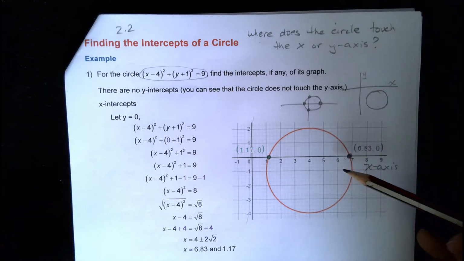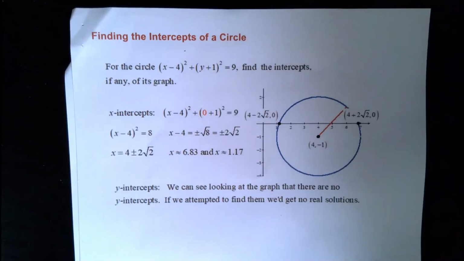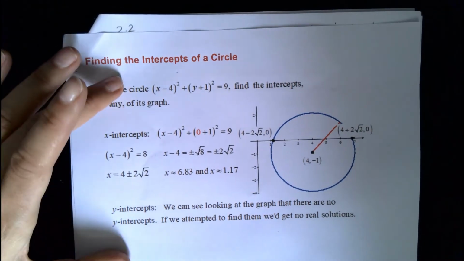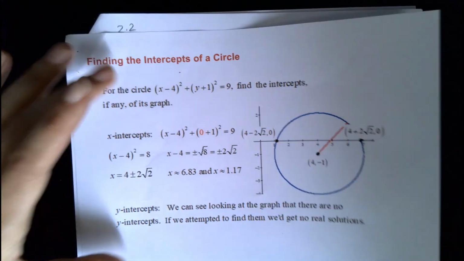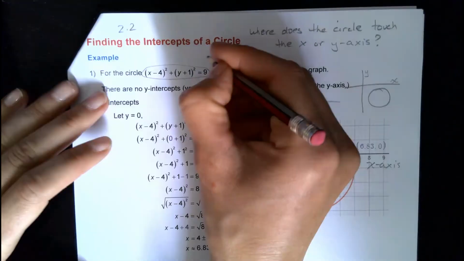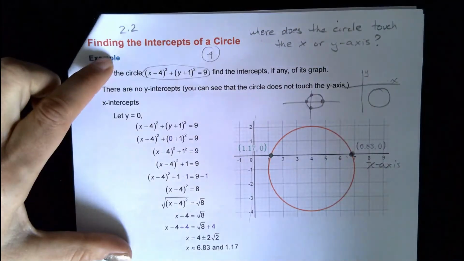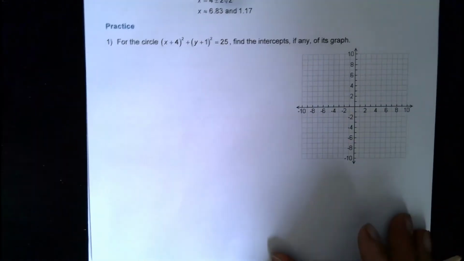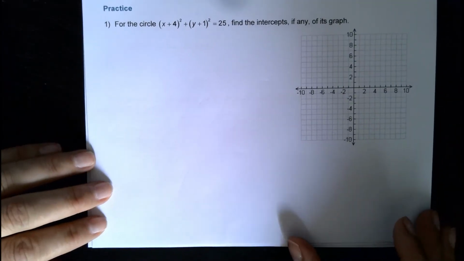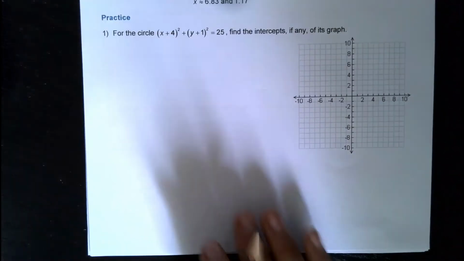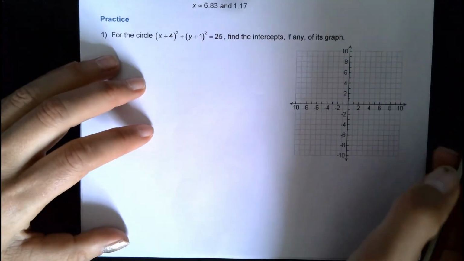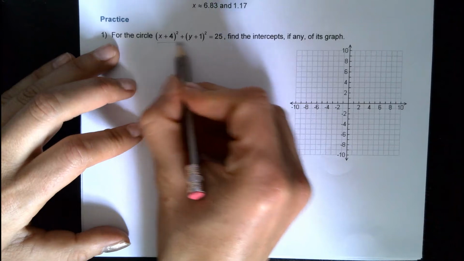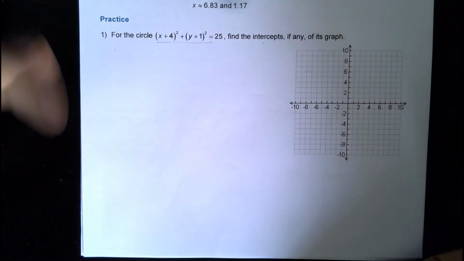Okay, so in your paper, if you have the old version of the book, there's just this. But if you go to the new book and print out page 4, I have an example on page 4, and then I'm going to do another example with you of how to find the x-intercepts or y-intercepts of a circle. So the first thing I want to do, it says for the circle, find the intercepts. That means where does the circle touch the x or y axis?